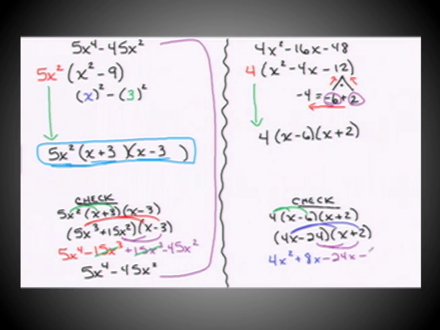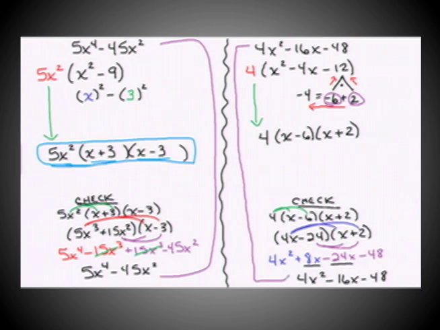Combining our center like terms, we end up with 4x squared minus 16x minus 48, which verifies that we end up with the same trinomial that we started out with, telling us that 4 times x minus 6 times x plus 2 is the final factored form of the trinomial 4x squared minus 16x minus 48.